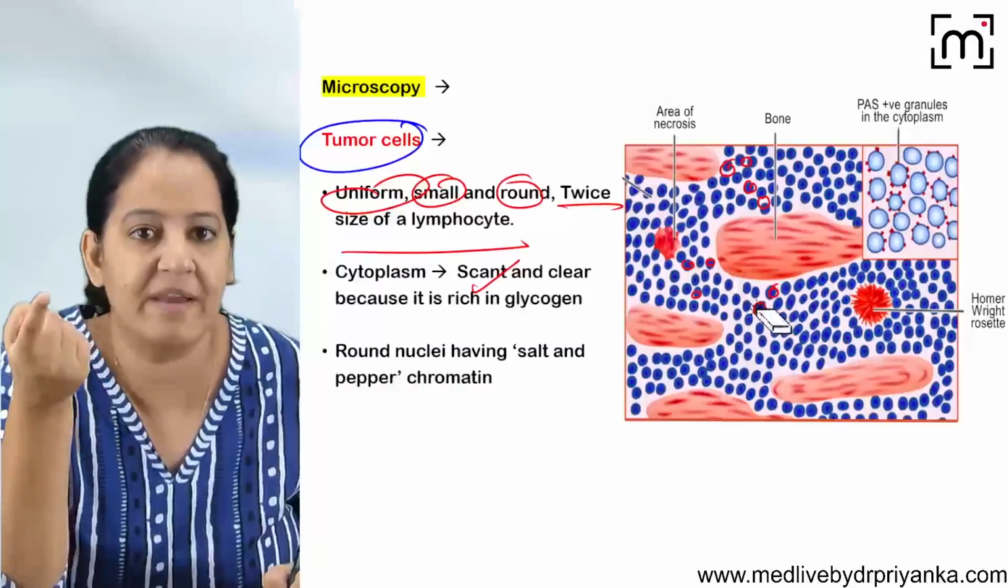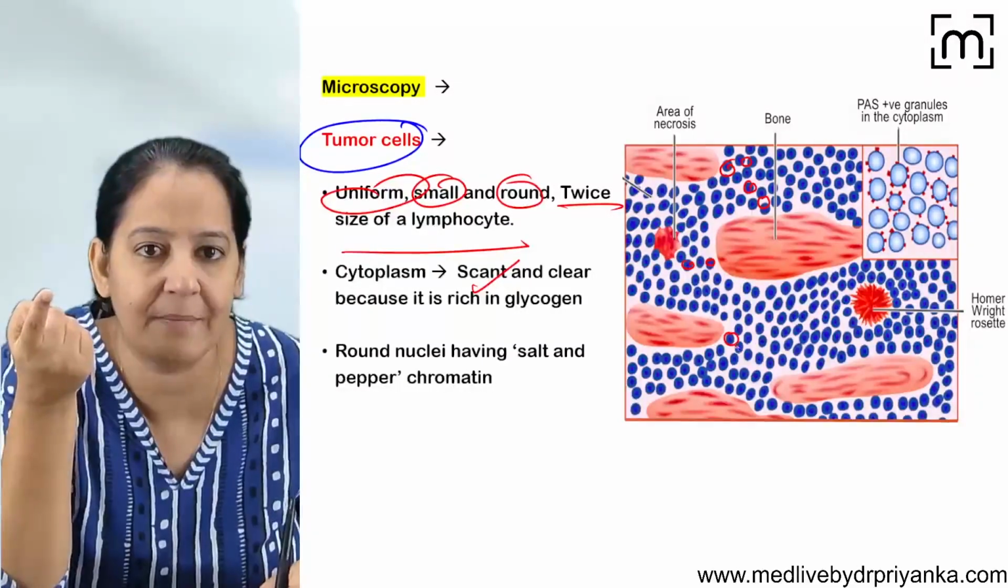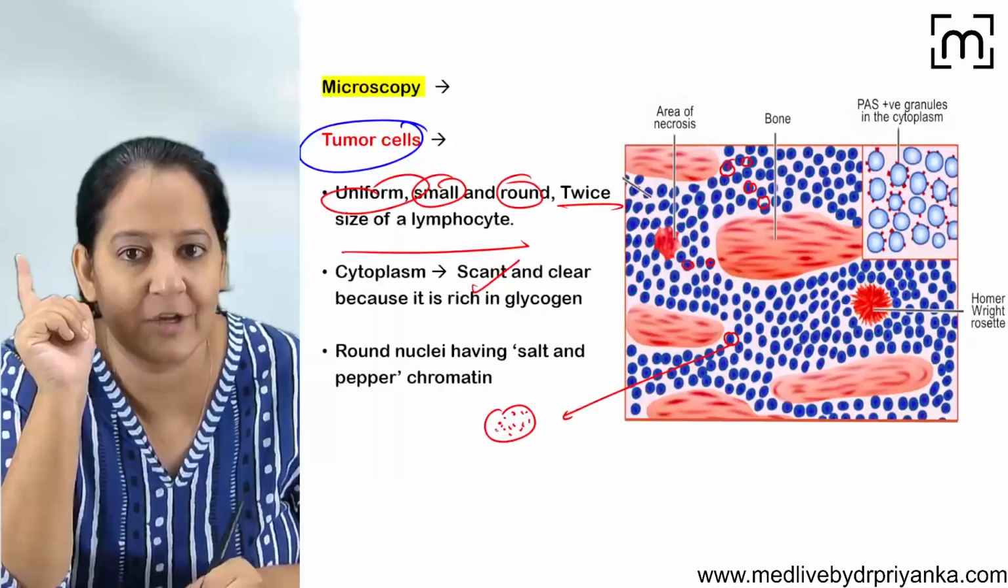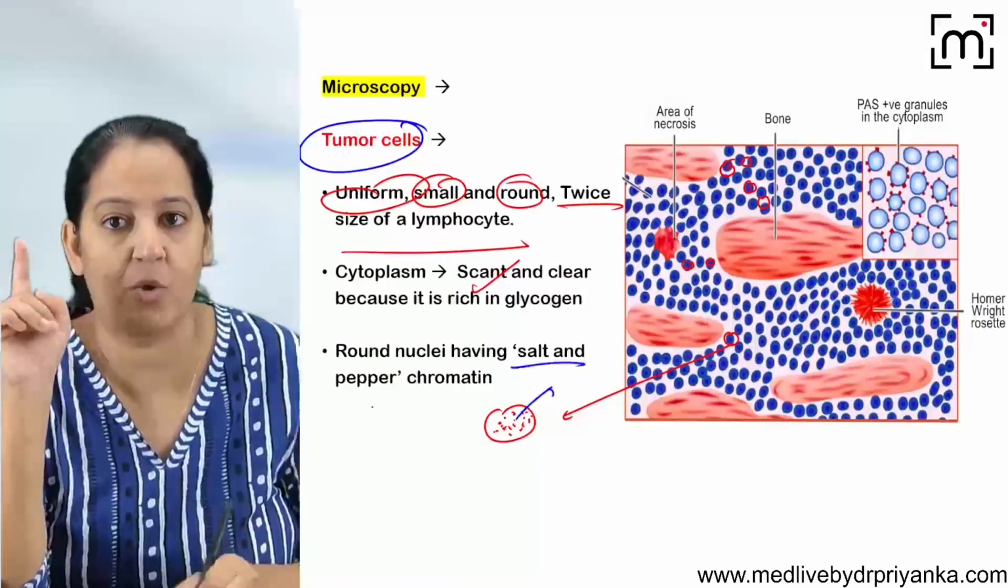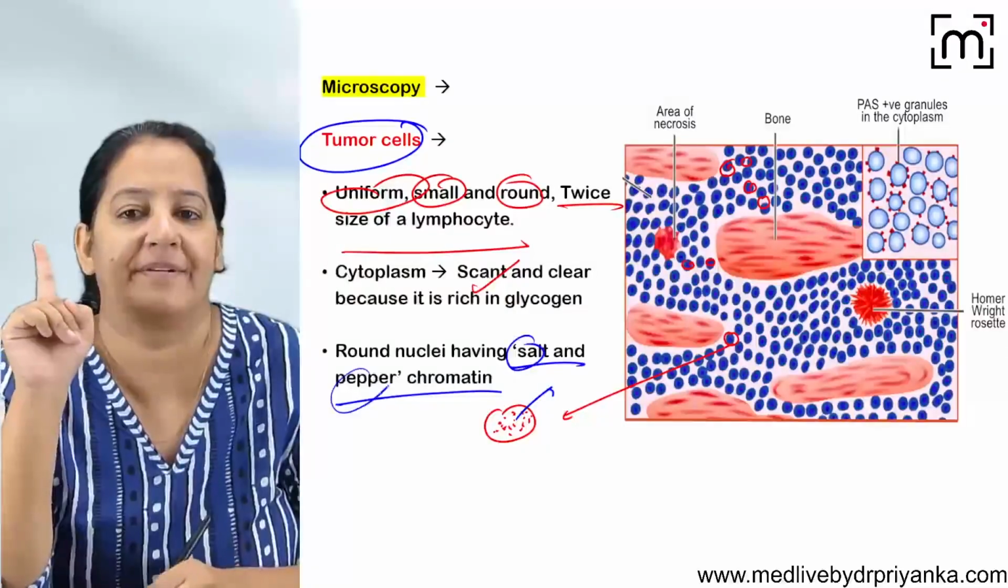Now, if you see the nucleus very closely, it's not visible in the diagram, so let me draw a nucleus separately. It has the chromatin dispersed like this. The chromatin inside the nucleus is like this. This typical arrangement of the chromatin is known as salt and pepper. Have you ever seen salt and black pepper?